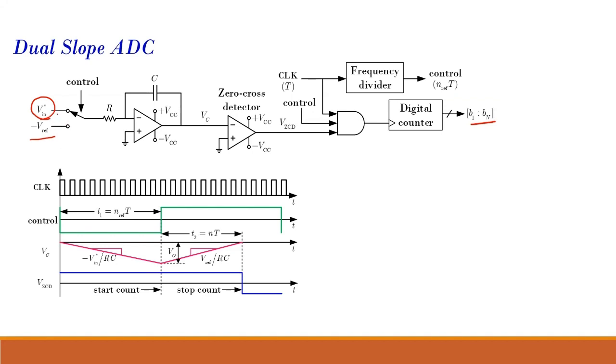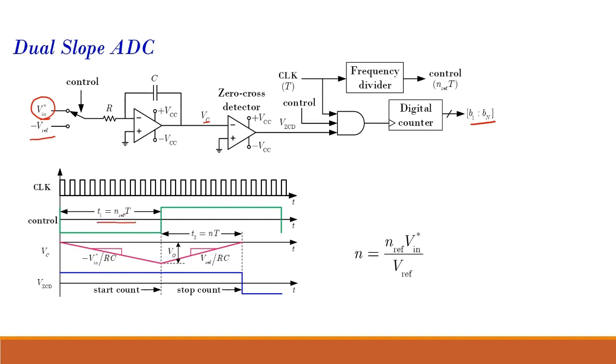So what do I do in the start? I apply this input voltage, and it passes through this integrator circuit. Because of the negative polarity, my output over here, this VC, will start reducing from 0. It will start reducing at a rate given by minus Vin upon RC. And we let it reduce for a fixed time, T1.